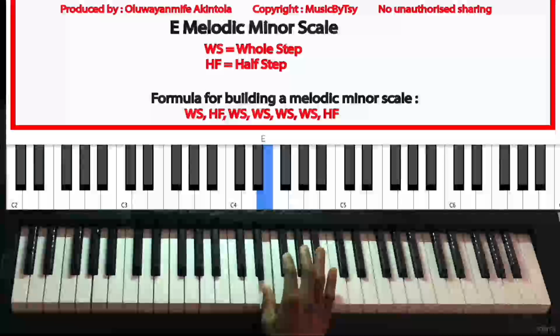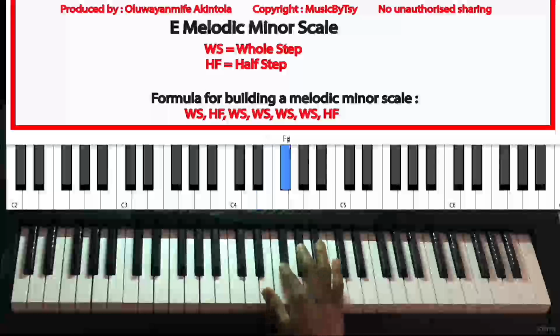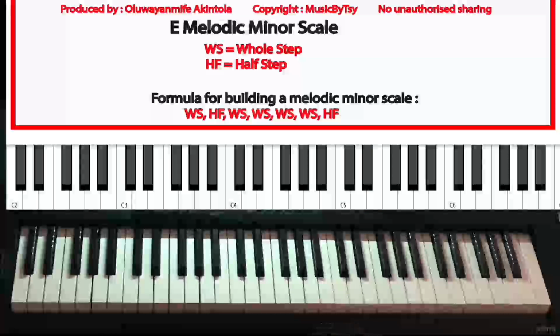So first of all, the first method that we're going to use is that we're going to take the E major scale and then we're going to lower the third note of the E major scale by a half step, and then that is going to give us the E melodic minor scale. Now just to remind you, the E major scale looks like this. That is the E major scale. Now we want to build the E melodic minor scale.